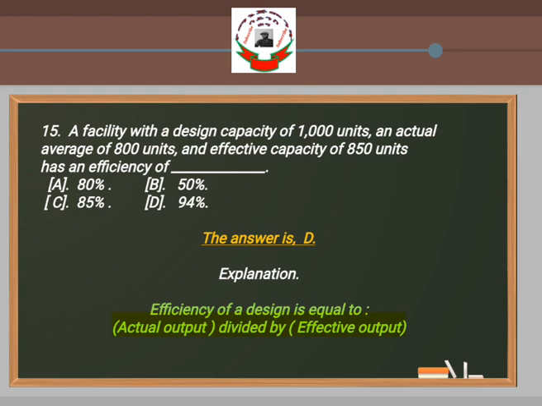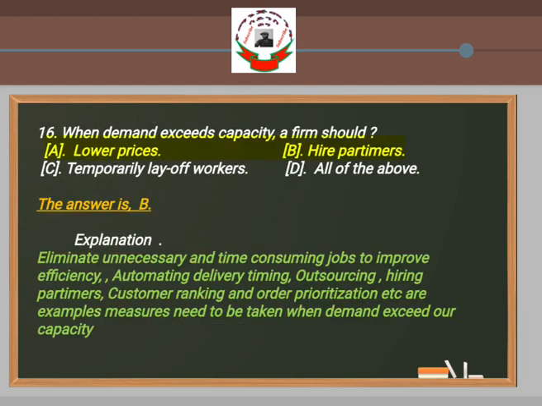16. When demand exceeds capacity, a firm should A. Lower prices. B. Hire part-timers. C. Temporarily lay off workers. D. All of the above. The answer is B. Explanation. Eliminate unnecessary and time-consuming jobs to improve efficiency, automating delivery timing, outsourcing, hiring part-timers, customer ranking and order prioritization etc. are examples of measures that need to be taken when demand exceeds our capacity.